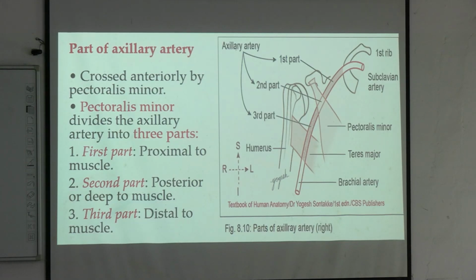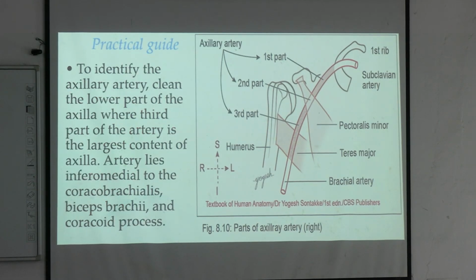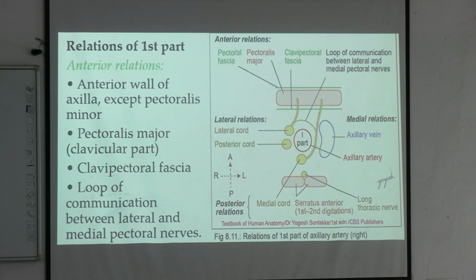So, these are the parts of the axillary artery. It is crossed anteriorly by pectoralis minor, and pectoralis minor divides the axillary artery into three parts. First part is proximal to the muscle, second part is posterior or deep to the muscle, third part is distal to the muscle. And to identify the axillary artery, you have to clean the lower part of the axilla, where third part of artery is the largest content of the axilla, and artery lies inferomedial to the coracobrachialis muscle, biceps brachii and coracoid process. Okay. Next, we are going to different relations. Relations of first part, second part and third part we will discuss. Relations of second part is important.